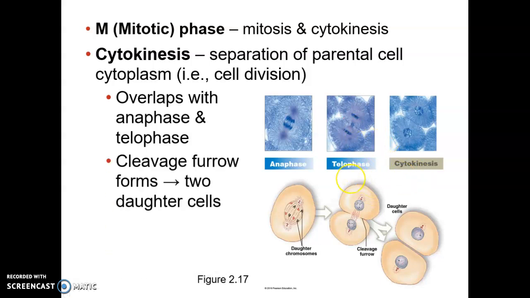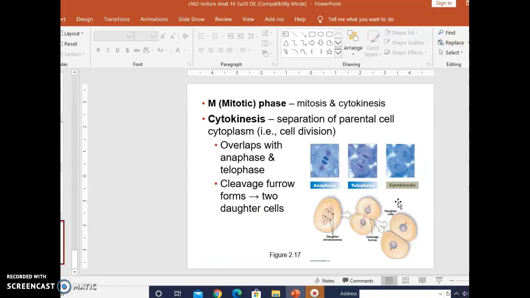The cleavage furrow forms two daughter cells. Once the cleavage furrow physically divides the cell, the one starting cell, into two daughter cells. Okay, that's it for this chapter.